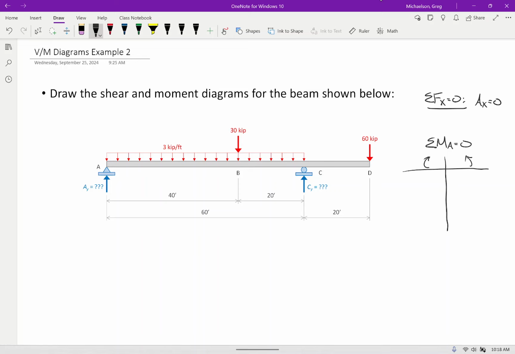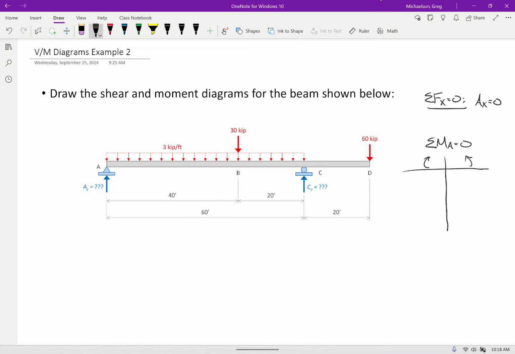Okay. Now, before we start writing something down, I want to make a really, really important point. Let's talk about this distributed load. So we're computing reactions right now. We're not drawing the shear moment diagram. We're just computing reactions. I want you to tell me how you would handle that distributed load.